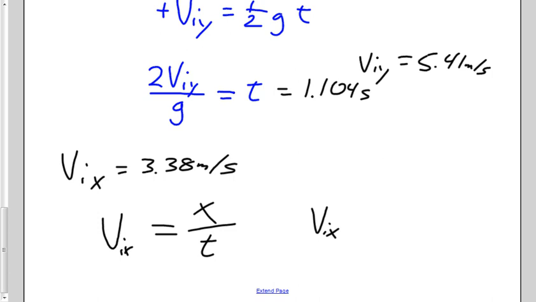So that means that I can use this average velocity equation for the x component. So the velocity in the x direction, since it's not changing, times the amount of time it takes to get there is going to equal my x distance, which is my range. So I simply take my 3.38 meters per second in the x direction times the 1.104, just to be nice and legit about it. That gives me an x distance of 3.73 meters in the x direction. That is my x direction distance that it will go.